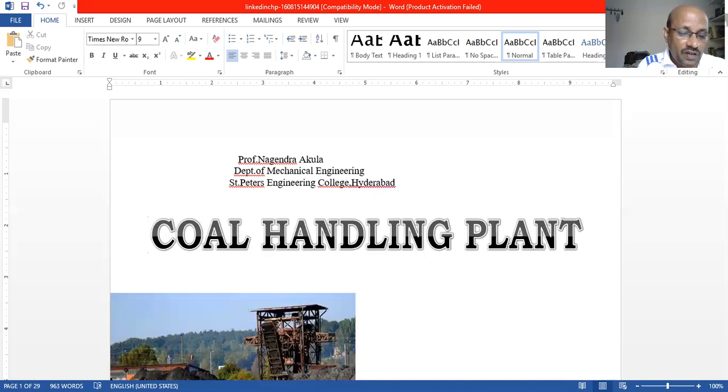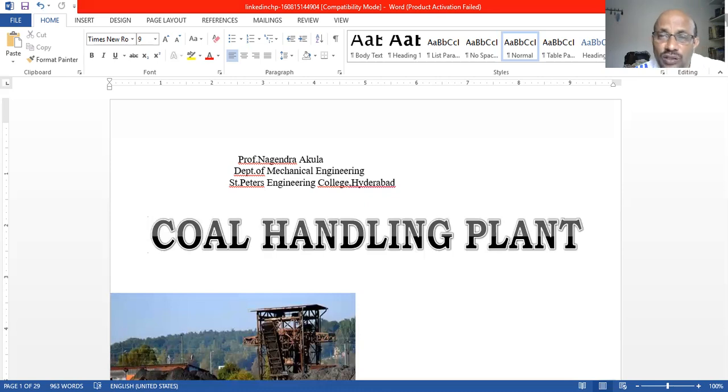There are different ways of getting coal handled. What is that? First one, rail, I told you railway wagons. The second one is trucks. And the third one is barge, B-A-R-G-E, by which we move the coal from where it is available.